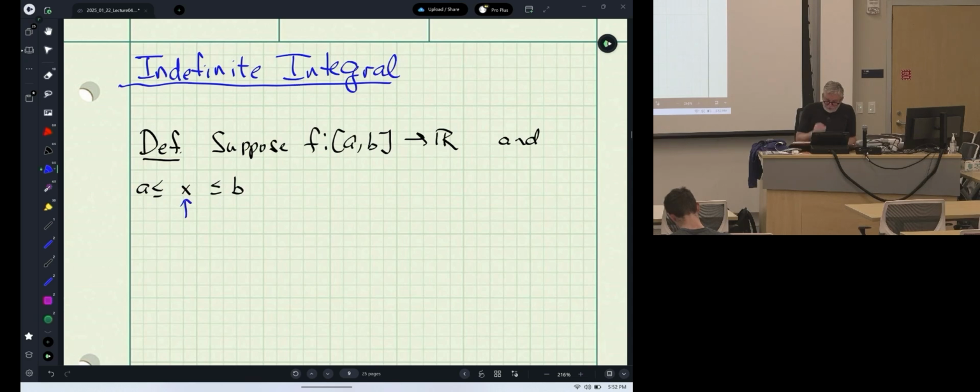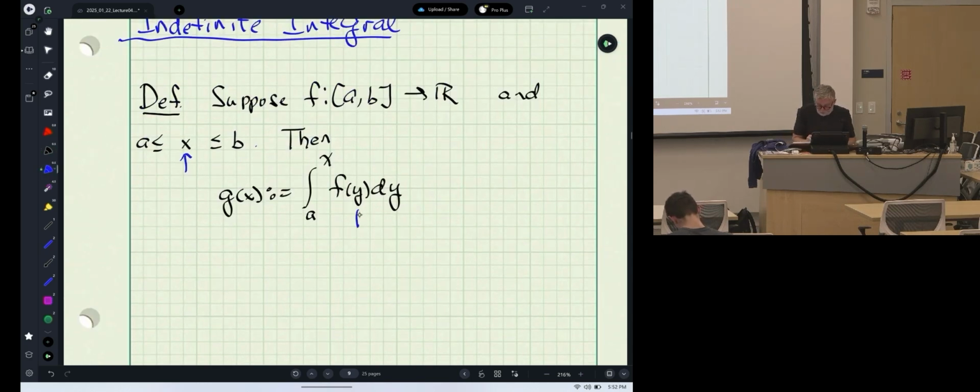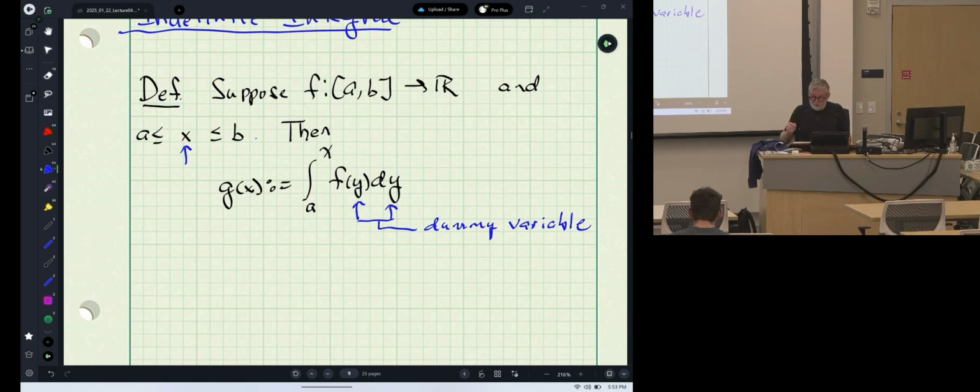Okay, so we're going to choose a value x that's between a and b. Then this function g of x, which is the integral from a to x, and I'll use y for the dummy variable here. This is called an indefinite integral.